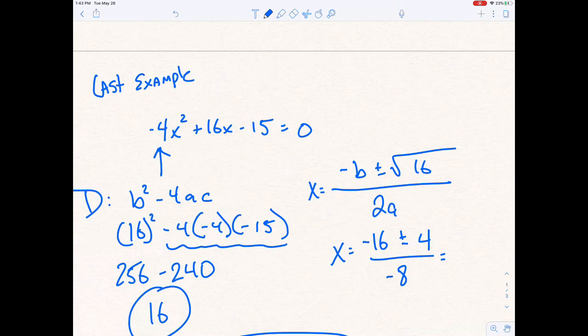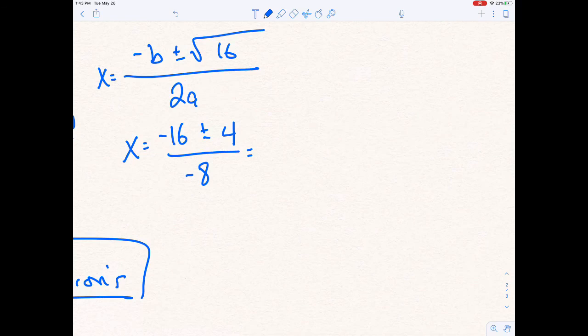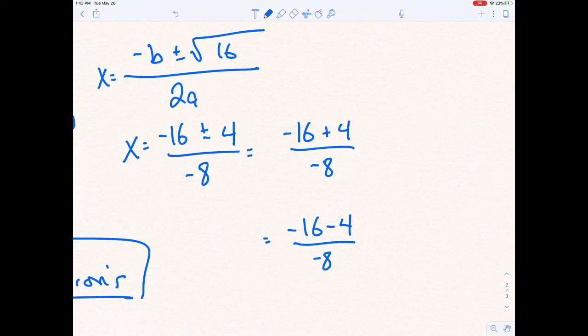So here we go. I don't need this calculator anymore. I'm going to go ahead and do negative 16 plus 4 over negative 8. And I'm going to do negative 16 minus 4 over negative 8, right? Because we had 2 choices, so we have to represent both. Over here, I get negative 12 over negative 8. That's going to be 1.5. And over here, I get negative 20 over negative 8, which is 2.5.